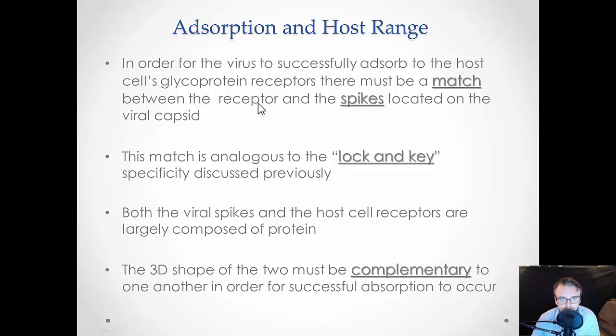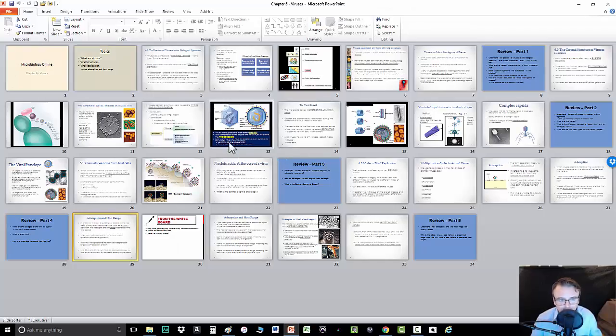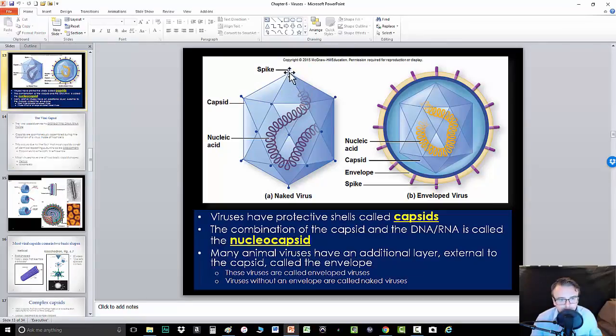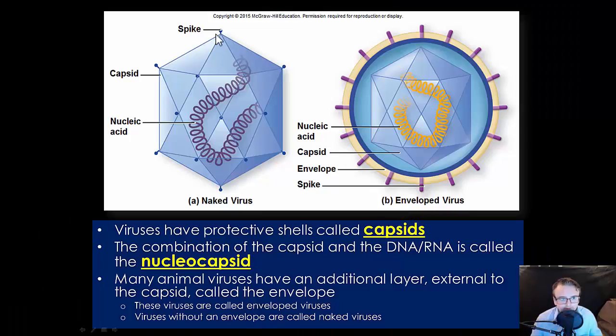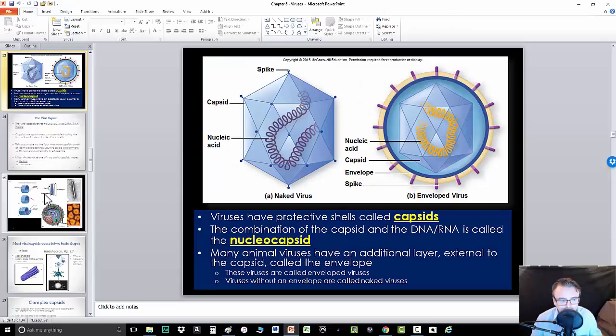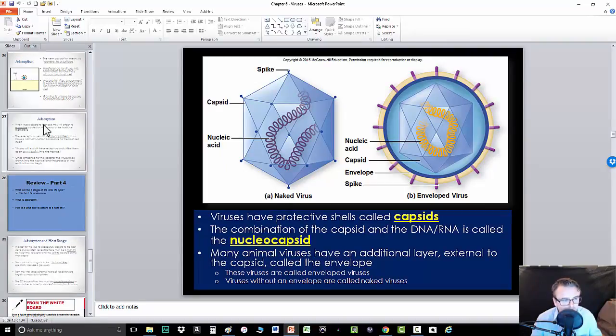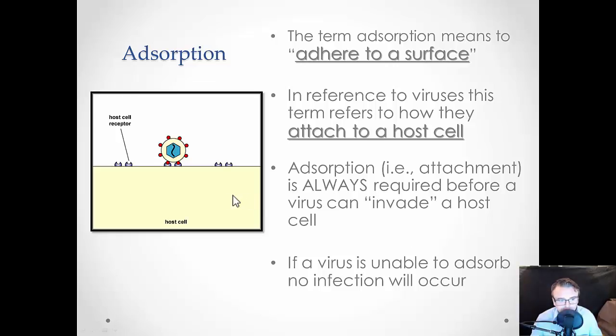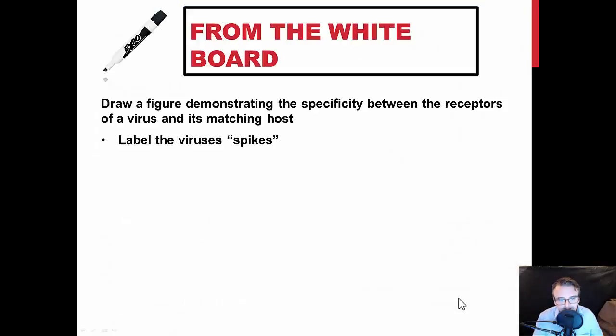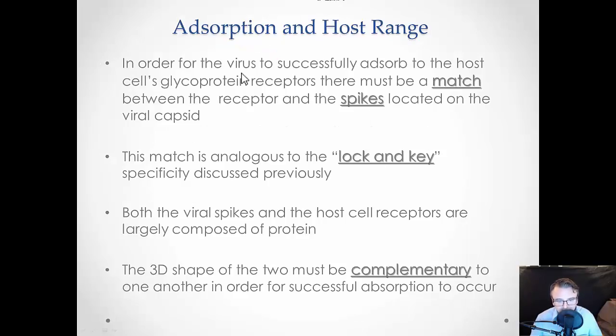The ability to do this has to do with an interaction between the spikes of a virus and the host cell receptor. If we look back at this slide real quickly, we get another visual reference to the spikes. These occur around the capsid of a naked virus and in the envelope of an enveloped virus. Looking at this simpler figure, the red dots are the spikes, this is the host cell it's attaching to, and these are the receptors. Those have to fit together like a lock and a key. If that happens, then the virus can successfully adsorb or attach.